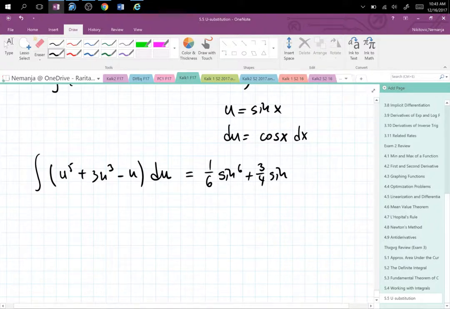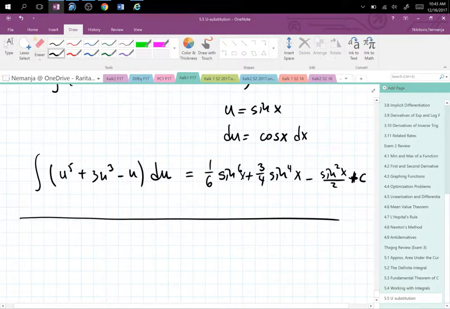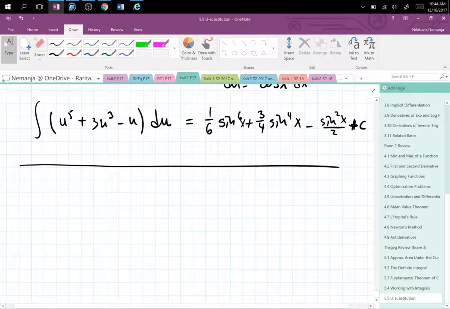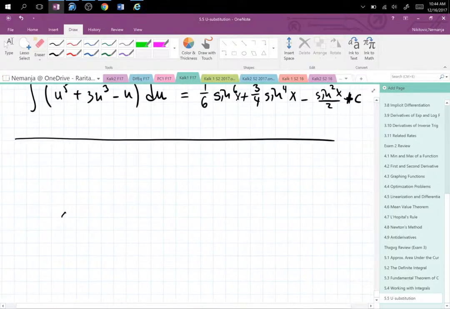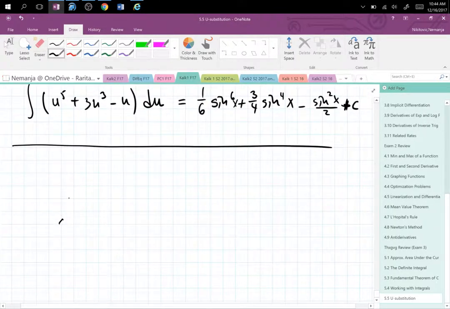Sine to the 6 plus 3/4 sine to the 4x minus sine squared x over 2 plus c. So it looks bad, but some might argue it's easier than the previous one. I would consider this problem a bad one. I don't know, you might have a different opinion.